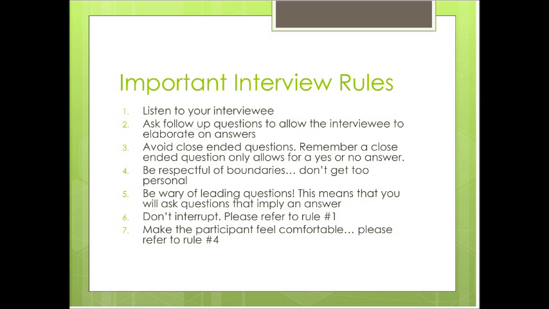You are almost ready to give an interview. The last piece of wisdom you will learn today are important rules to always abide. Rule number 1. Listen to your interviewee. Number 2. Ask follow-up questions to allow the interviewee to elaborate on answers. Number 3. Avoid close-ended questions. Remember, a close-ended question only allows for a yes or no answer. Number 4. Be respectful of boundaries. Don't get too personal. Number 5. Be wary of leading questions. This means that you will ask questions that imply an answer.